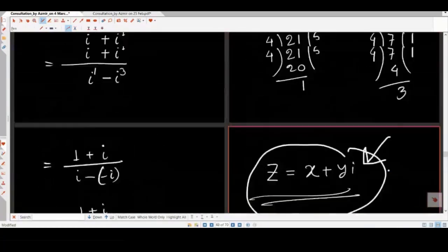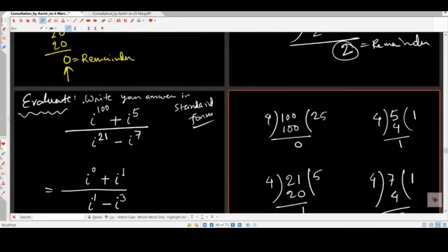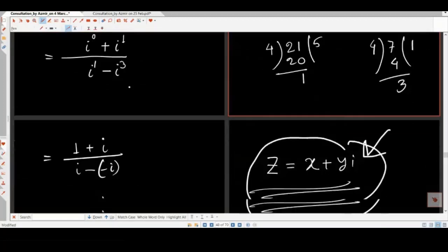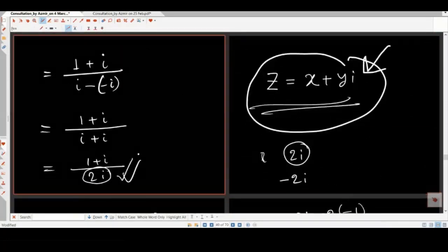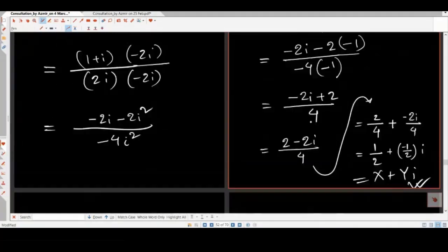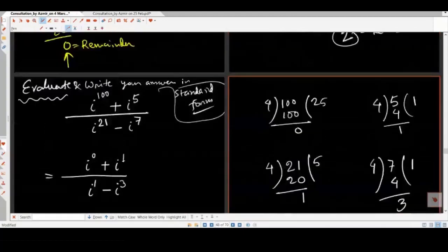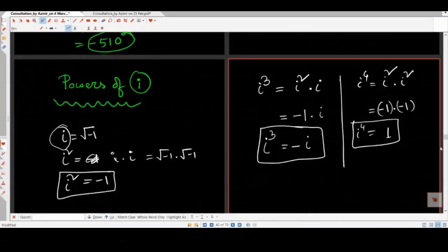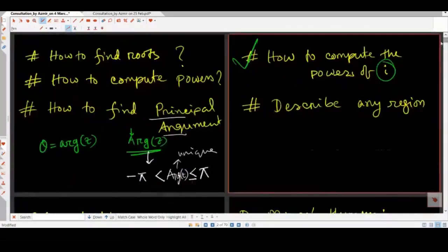So sometimes you may be asked to evaluate and write your answer in standard form. So if you have to find the standard form, then after this part, you have to find the complex conjugate of the denominator and multiply that in both numerator and denominator and do some algebraic calculation. So this is how we can deal with the power of i if the power of i is an integer. So this part is also done.